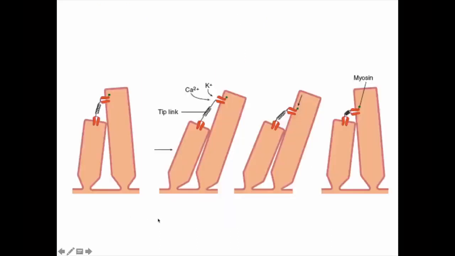Here this will show the clip links. And you can see in the upright position the spiral-like structure, which is a clip link, and you can also see the potassium channel. As it moves towards the kinocilium, there is a stretch of this clip link, opening of the potassium channel, wherein calcium also enters along with the potassium, giving rise to the depolarizing signal.